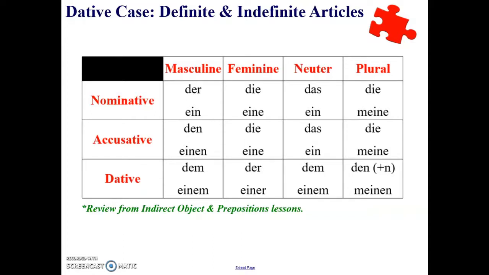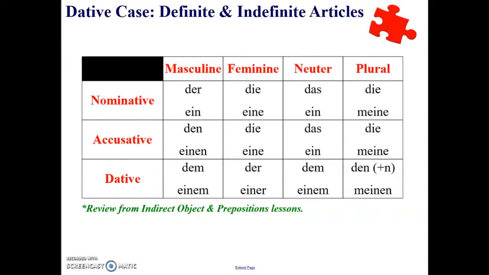So the indefinite and definite articles in the nominative, accusative, and dative. Reminder that the definite articles are our ways to say the. So in the nominative, der, die, das, die. In the accusative, den, die, das, die. In the dative, these newer forms, dem, der, dem, den.